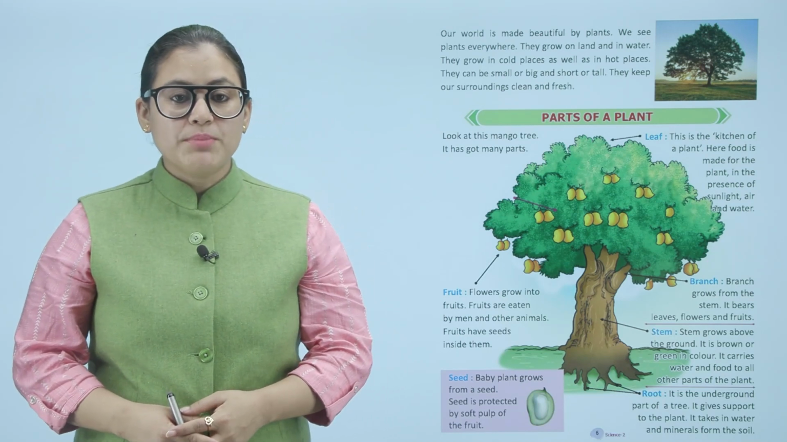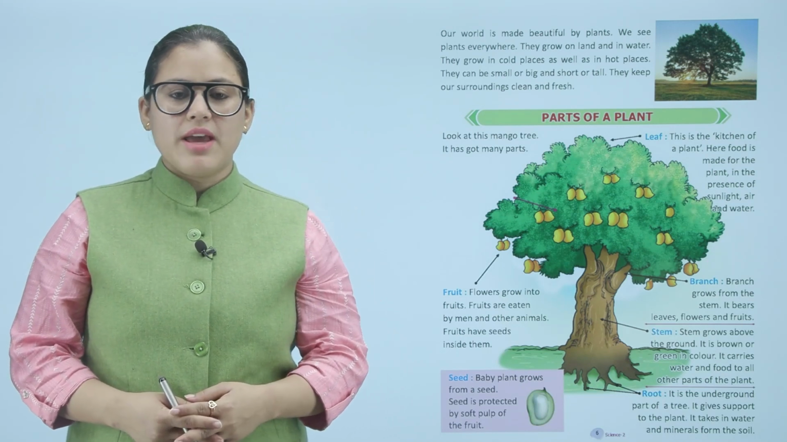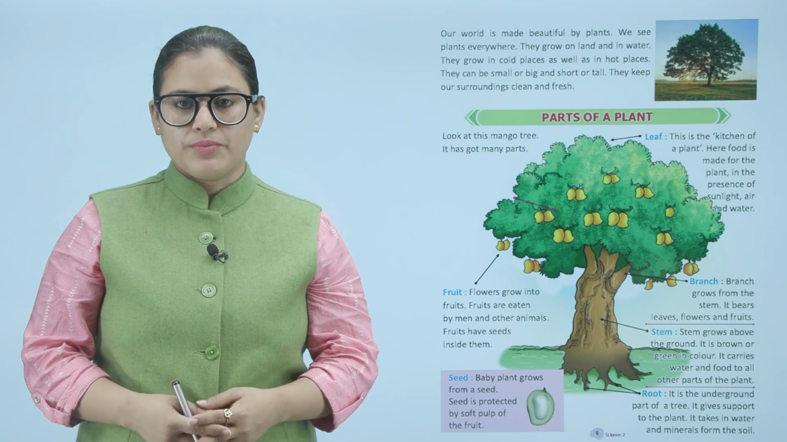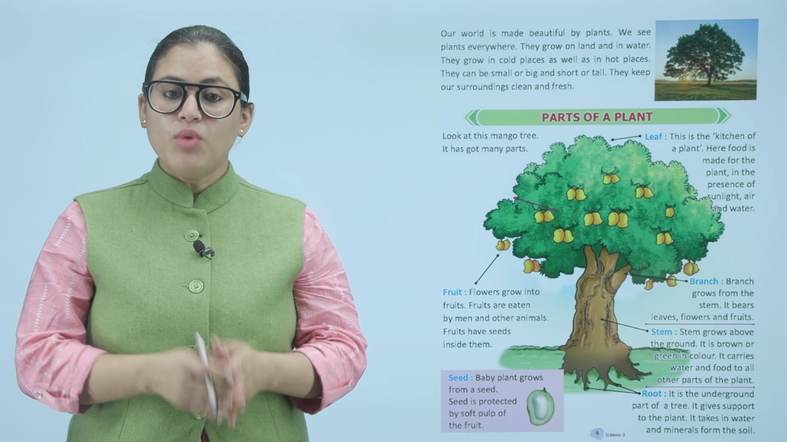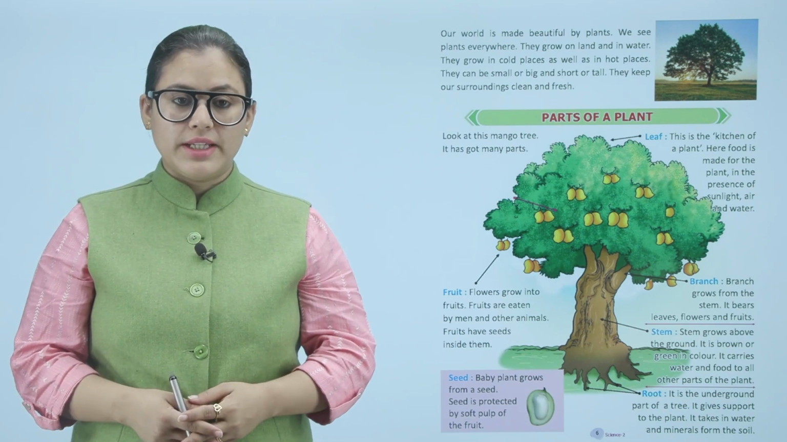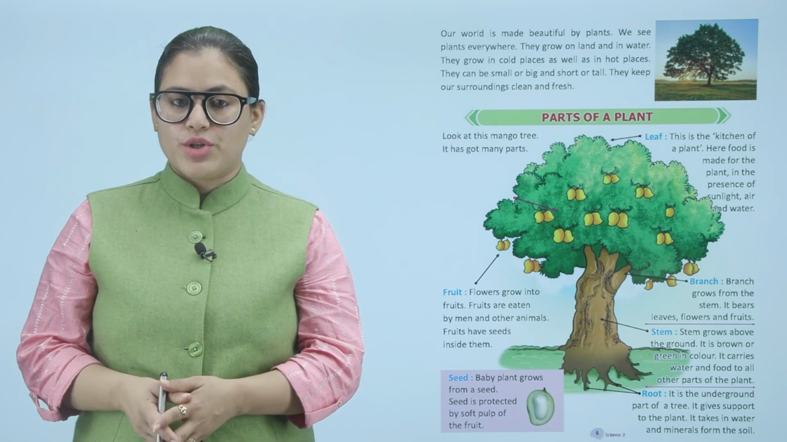Our world is made beautiful by plants. We see plants everywhere. They grow on land and in water. They grow in cold places as well as in hot places. They can be small or big and short or tall. They keep our surroundings clean and fresh.